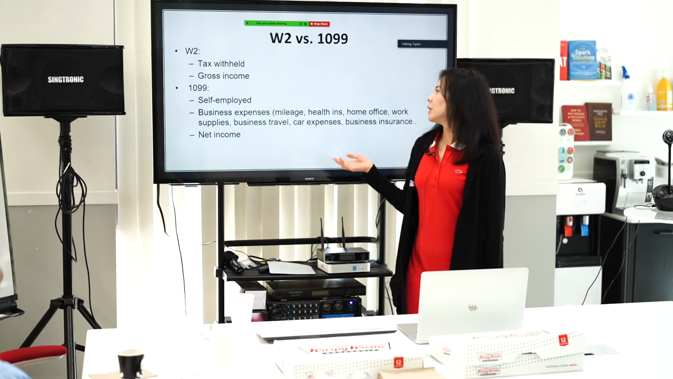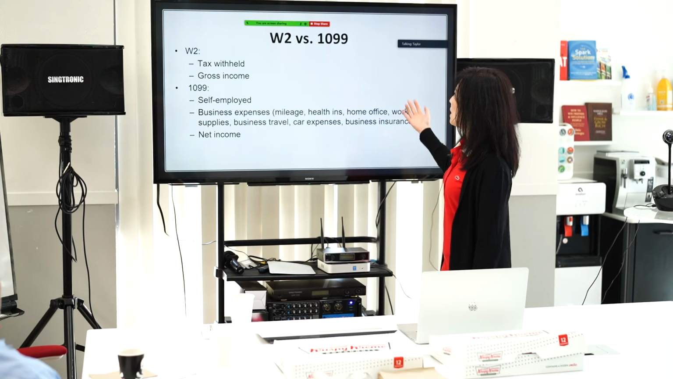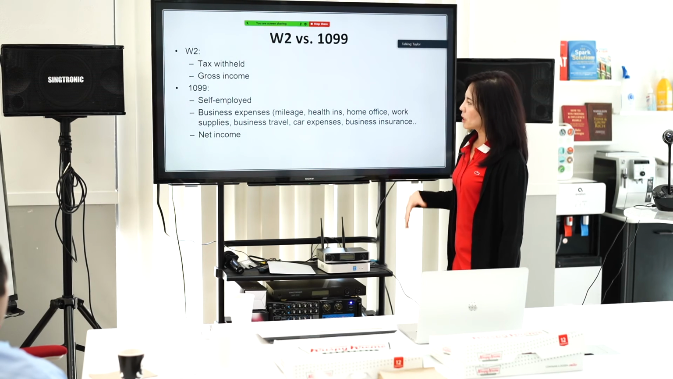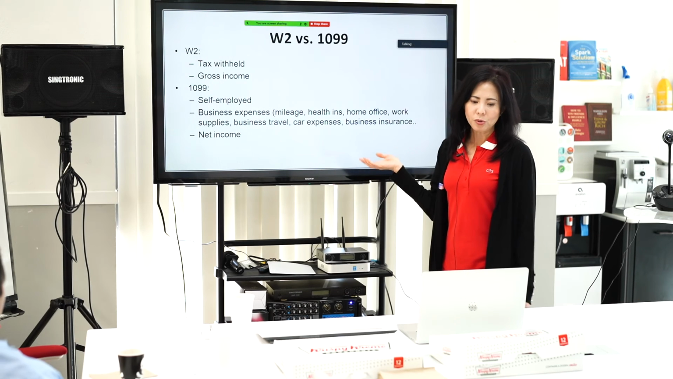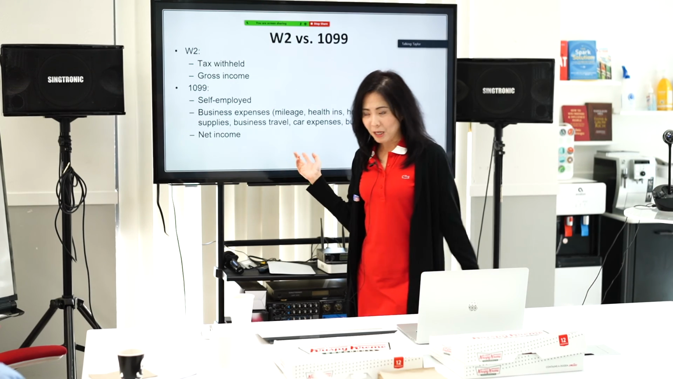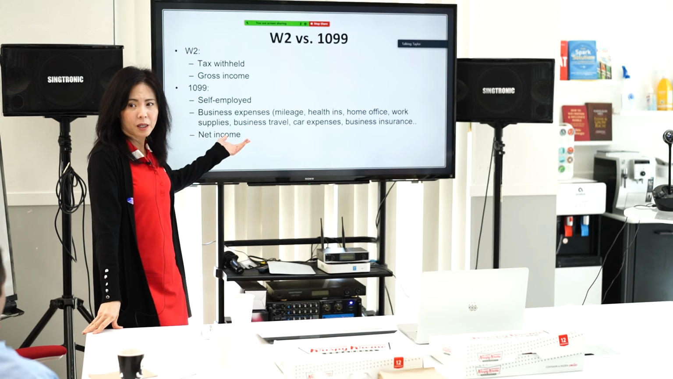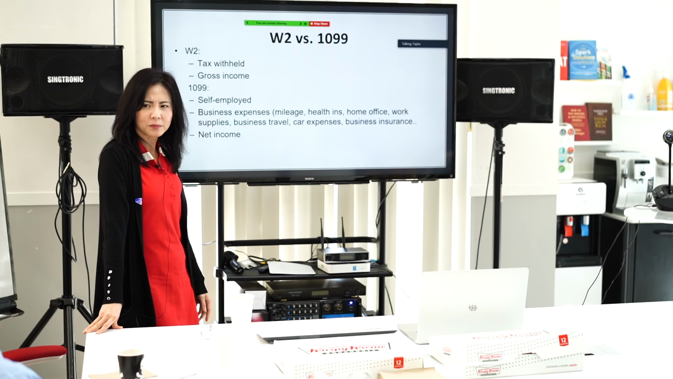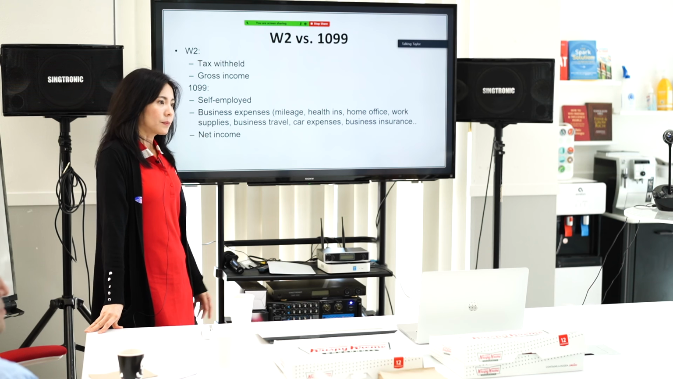So as I put here, maybe you know more than I do, but I put some business expenses: mileage, health insurance, home office, work supply, business travel, car expenses, business insurance. Those are for, like, a real estate agent or insurance agent. They can file tax and deduct these from their income. Anything else that you want to add? I mean, that's pretty good. That's a pretty good list, yeah. Okay. Gas expense. We have that.